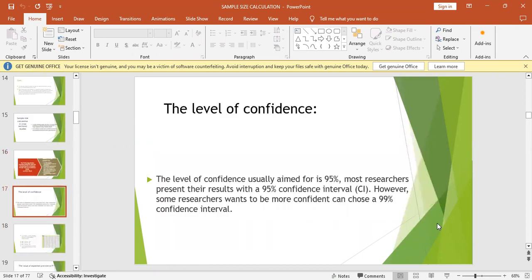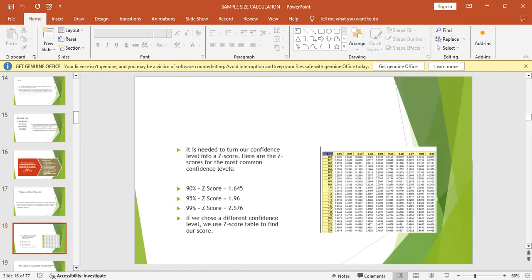The level of confidence usually aimed for is 95%. Most researchers present their results within a 95% confidence interval. However, some researchers want to be more confident and can choose a 99% confidence interval. It is needed to turn our confidence level into a z-score. Here the z-scores for the most common confidence levels are: for 90% the z-score is 1.645, for 95% it is 1.96, and for 99% it is 2.576. But if we choose other than these values, we can find it from this z table.